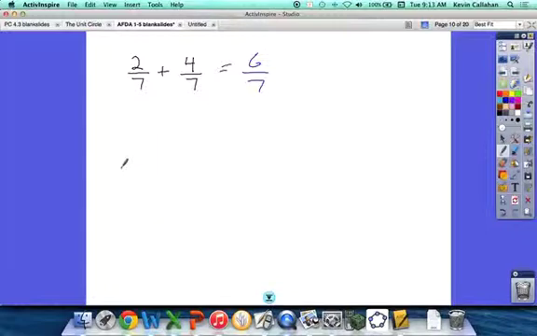Think of it like, 2 apples plus 4 apples, 6 apples. It's still the same thing, right? The 7 doesn't change. Okay, well, what if it doesn't have the same denominator? What's that? Nope. Cross multiplying is when you're solving an equation. It's a proportion. So how do you find the common denominator?